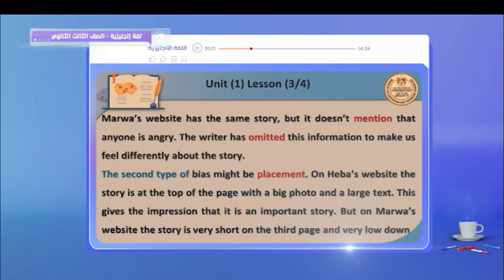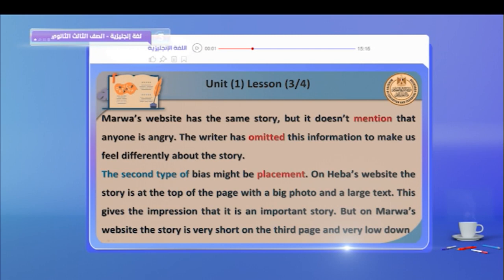Marwa's website has the same story, but it doesn't mention that anyone is angry. شايفين بقى هنا الديفرنس؟ الويب سايت بتاع مروة بيذكر نفس الستوري ولكن هو ما قالش إن الناس غضبانة. Okay? The writer has omitted this information to make us feel differently about the story. الرايتر أو الكاتب شال omitted.